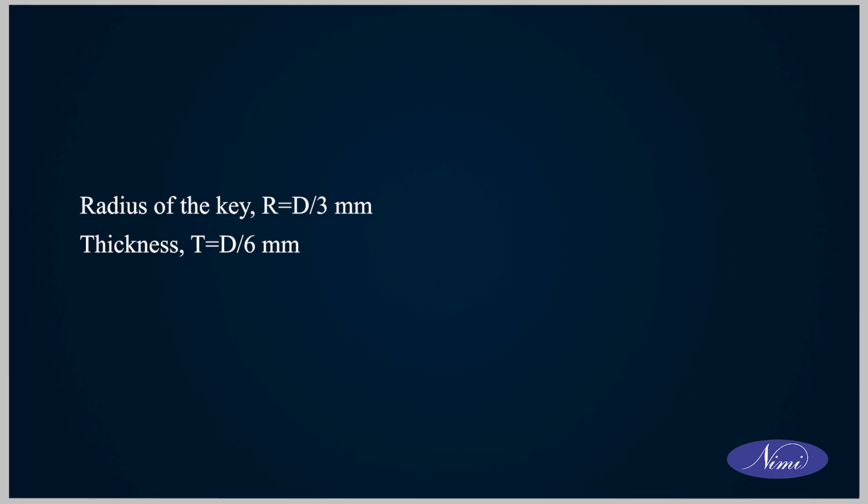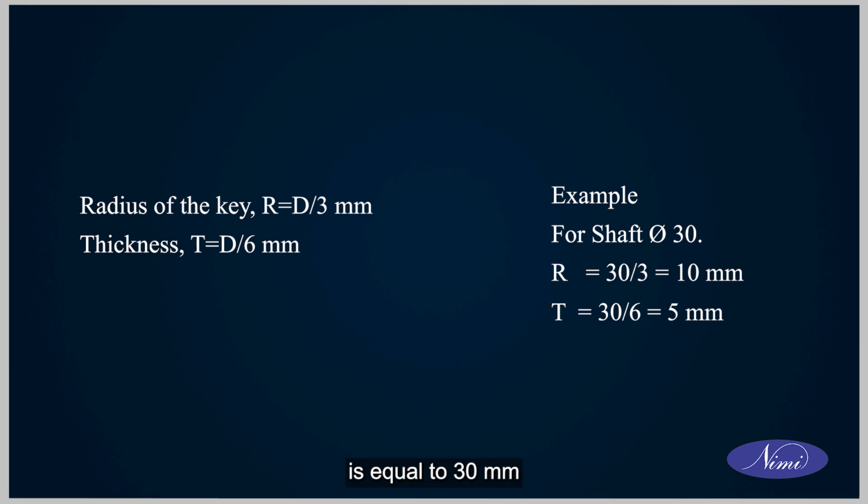For example, diameter of shaft is equal to 30 mm. R is equal to 30 by 3, which is equal to 10 mm. T is equal to 30 by 6, which is equal to 5 mm.